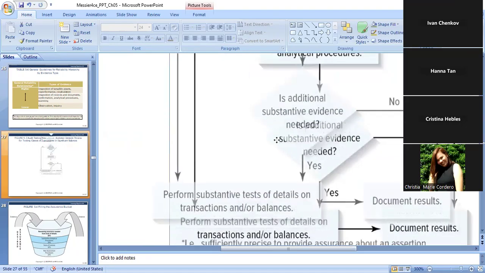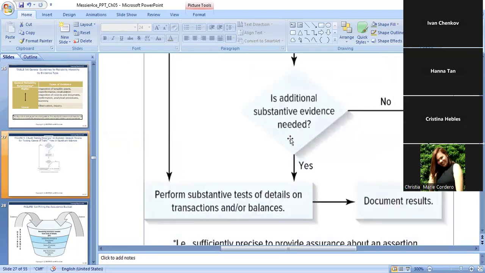In addition to that, is additional substantive evidence needed? If we don't need it, then we're going to go to the document and find the document's results. If it's yes, we're going to perform the substantive test of the details, transactions, and balances, which is going to the very, very basic level of the accounting. So we're going to find out, has this transaction actually been recorded? And if it's recorded, then we're going to trace it to the assets and liabilities all the way to the report.